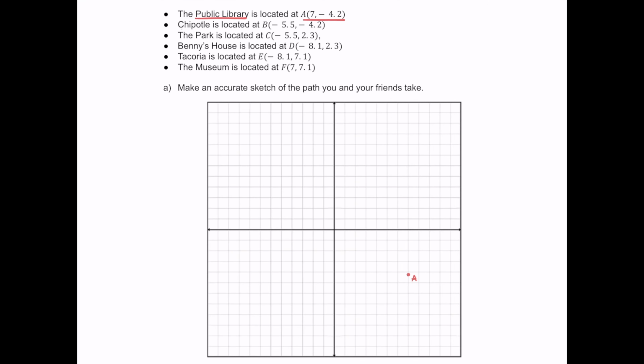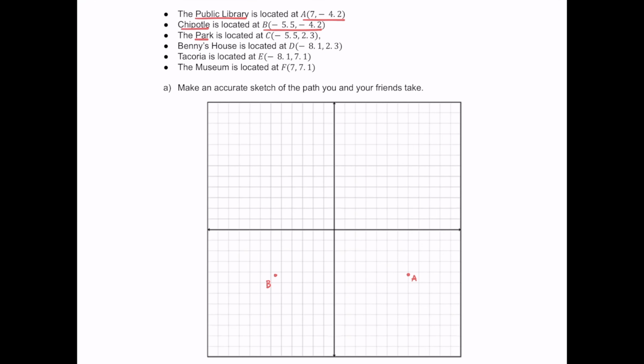Then for Chipotle, let's go ahead and see. That's located at point B, which is (-5.5, -4.2). So we're gonna go 5.5 to the left from the origin. 1, 2, 3, 4, 5.5. Then down 1, 2, 3, 4.2. So maybe something like here. Okay, that's going to be point B.